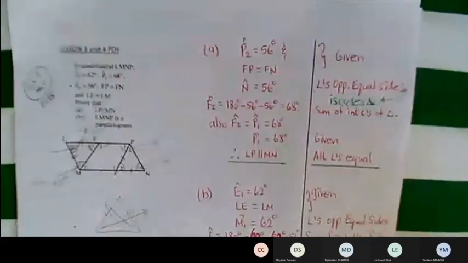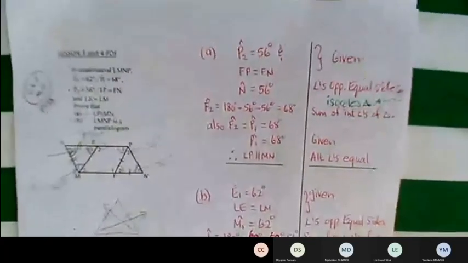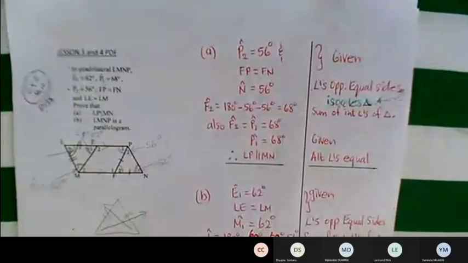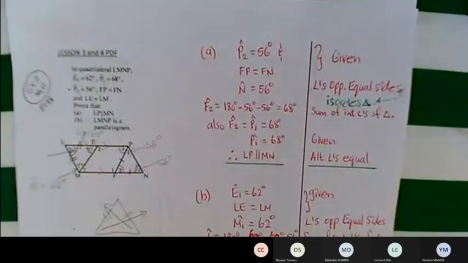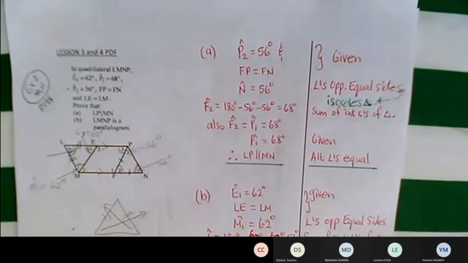So M is equal to P. Sorry, the camera fell. M is equal to P, and our reason is opposite angles of a parallelogram are equal. So opposite angles equal of a parallelogram. Okay, does that one make sense, guys?